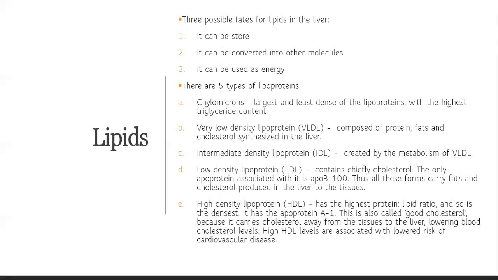And we have the HDL, or the good cholesterol, because it has the highest protein content and it has apoprotein A1. It carries cholesterol away from the tissues to the liver and lowers blood cholesterol level. So high HDL levels are associated with a lowered risk of cardiovascular disease.